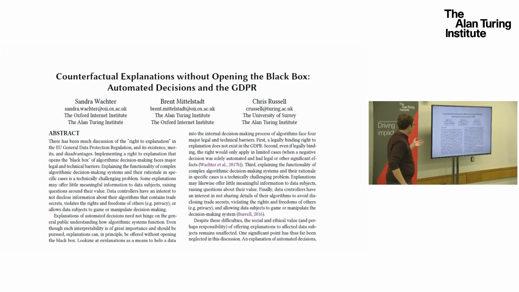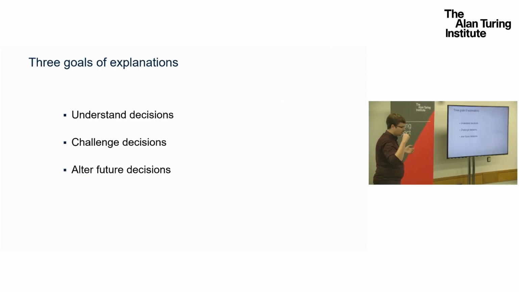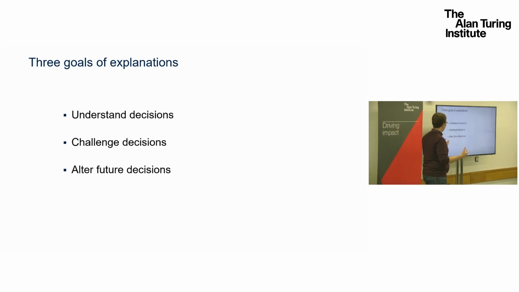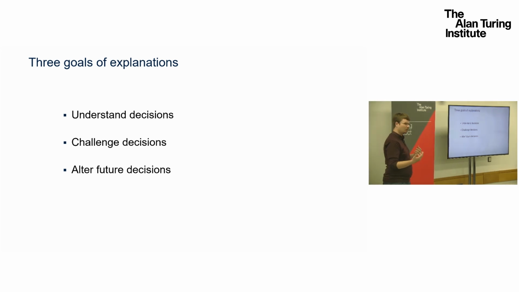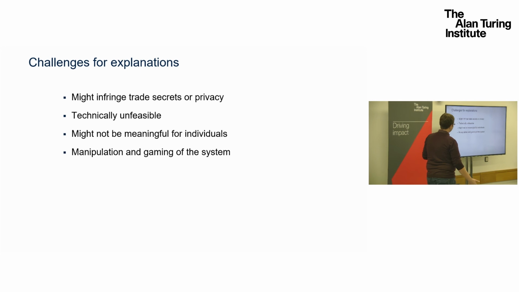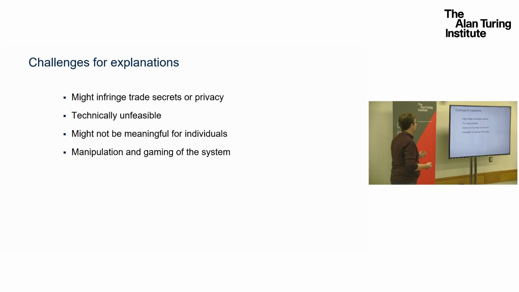Another idea is to provide counterfactual explanations, going back to the comments earlier. The basic idea here is that people could want explanations in order to understand, challenge, or alter future decisions. So give me something I can actually work with. Give me something I can use to get a better decision. The challenges that we see with explanations are that they can infringe trade secrets. They're technically difficult. They might not be meaningful, and they can potentially expose the system to manipulation or gaming.